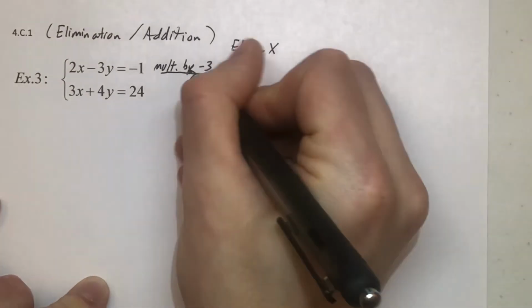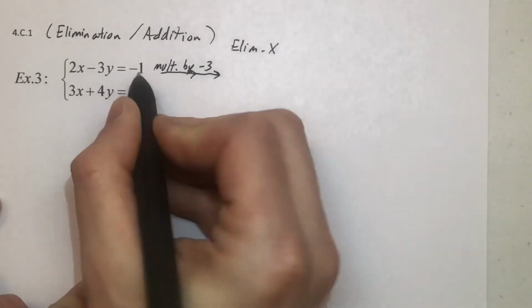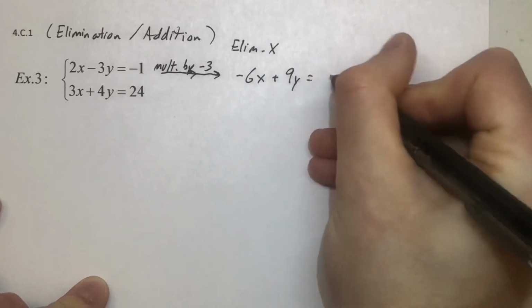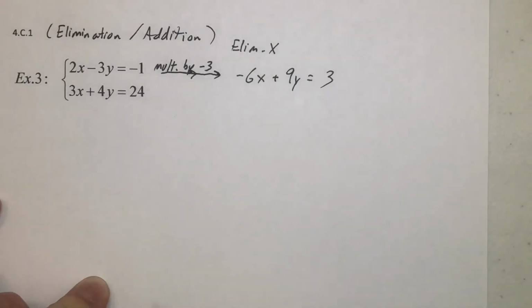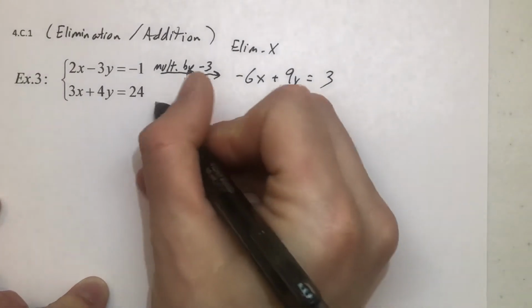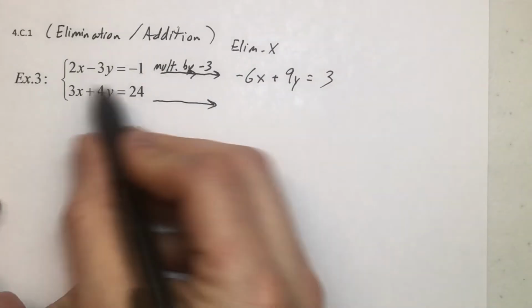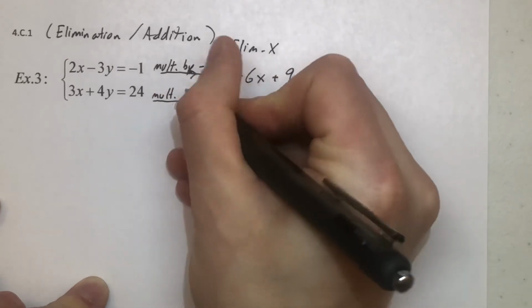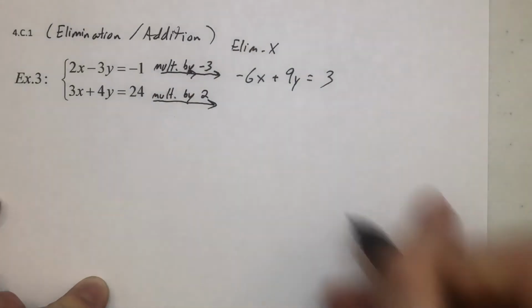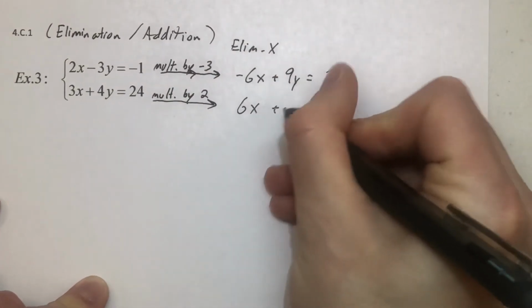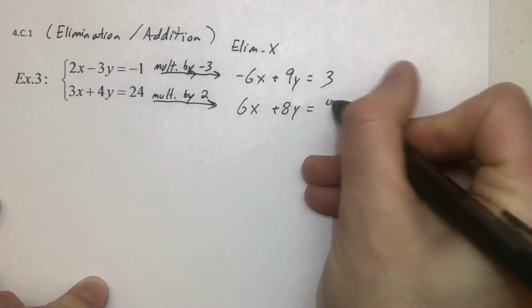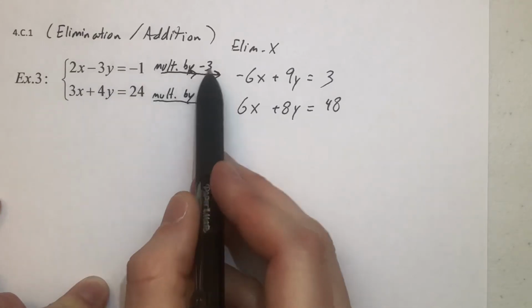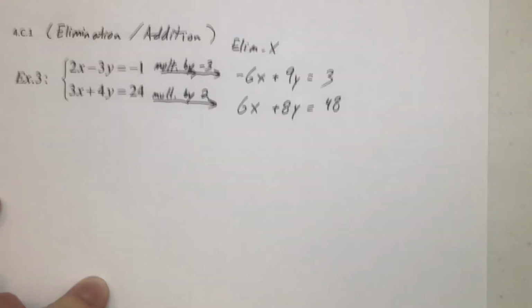Okay? So multiplying that equation by a negative 3, every single term, gives me a negative 6x plus 9y equals 3. So there's my negative 6x. And then for the second equation down here, now we just want that to be a positive 6x. So I will multiply by a 2 and get a positive 6x plus 8y equals 48. Again, you're multiplying every single term by that, and then every single term by that.